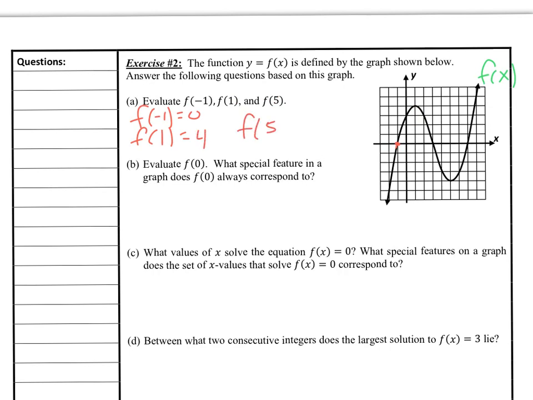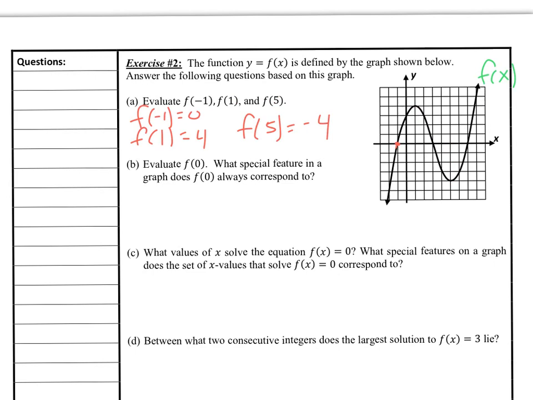And the last one is f of 5. Take a second, try and find it yourself. So f of 5, count over. 1, 2, 3, 4, 5. It's all the way down here. Okay, so let's just double check. 1, 2, 3, 4, 5. And I got to go down 1, 2, 3, 4. So that's going to be down at negative 4 is my answer.